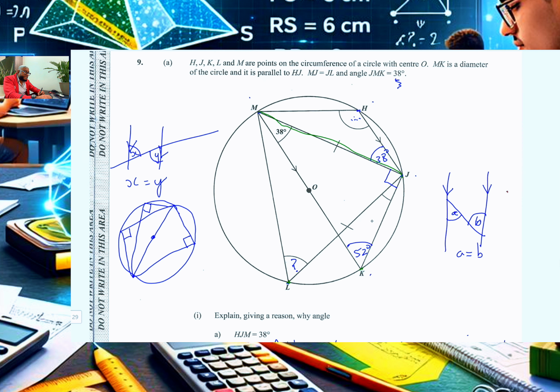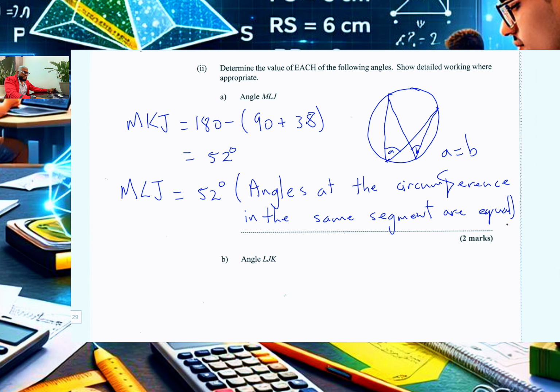And then we can say angles in the same segment are equal. You all see the butterfly here? Boom, bang, boom, bang. That will give us angle M to L to G, right? That's this angle here. So this angle will be 52 degrees. And the reason will be angles at the circumference in the same segment are equal. Alright? So the next part is they want us to find angle L to G to K.